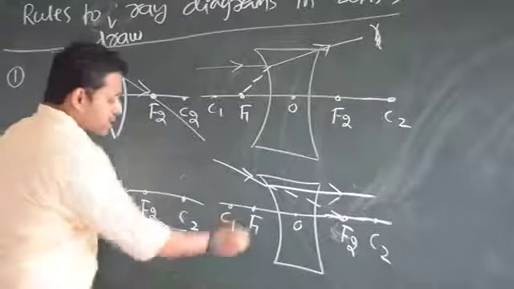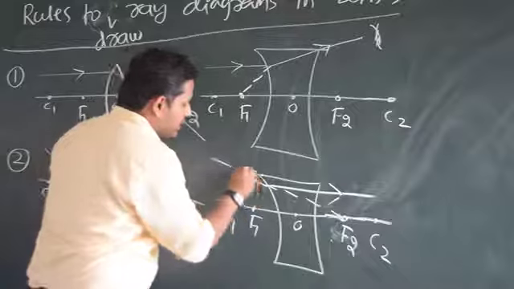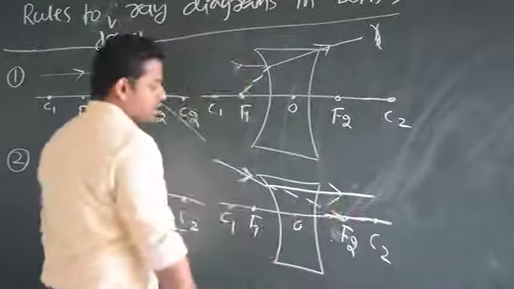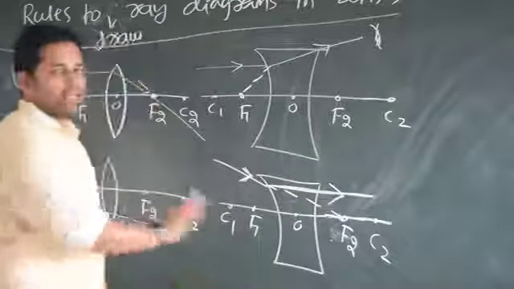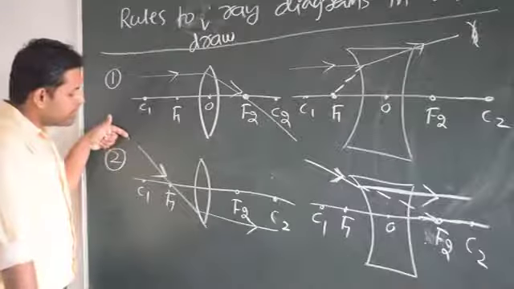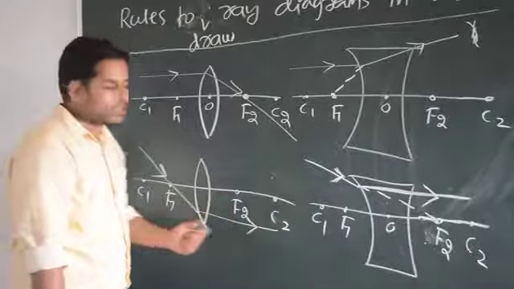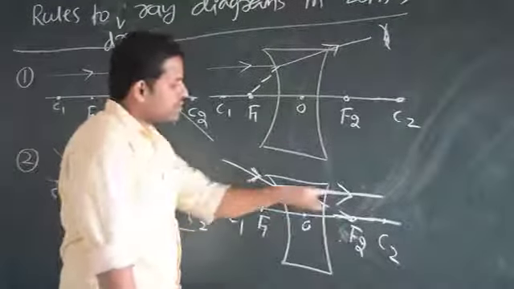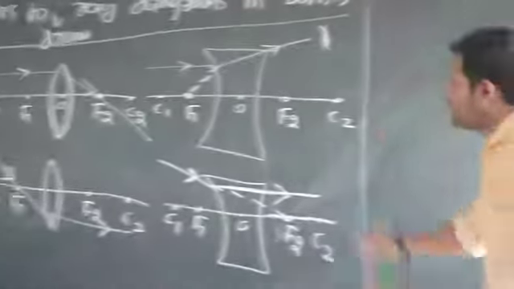Very simple. C1, F1, F2, C2 are there. This ray of light is not actually falling on the principal focus. It appears to fall on the principal focus, and after refraction it goes parallel to the principal axis. Is it clear? In a convex lens, the ray should pass through the principal focus and then be parallel to the principal axis. But here, it appears to fall on the principal focus, and after refraction it is parallel to the principal axis. This is very clear. Let us get into the third rule.